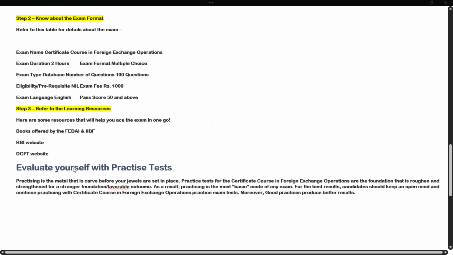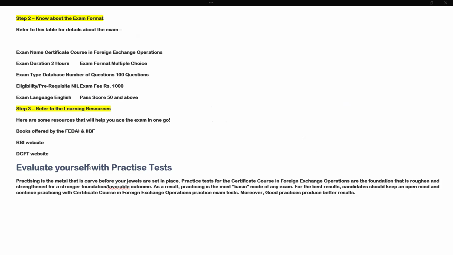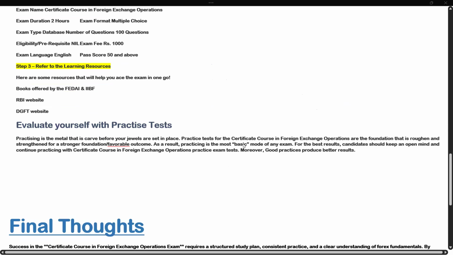Next is to evaluate yourself with a practice set. We have already discussed that you will have to practice. You have to practice the mock tests, which will help you.